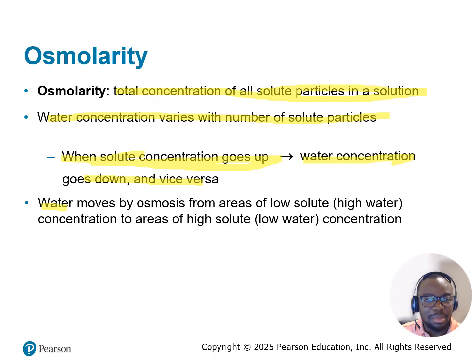Water would typically move from a region of low solute to a region of high solute concentration. That is to say, water moves from a region of high water concentration to a region of low water concentration. Osmosis occurs in an attempt to balance the osmolarity on either side of a membrane.